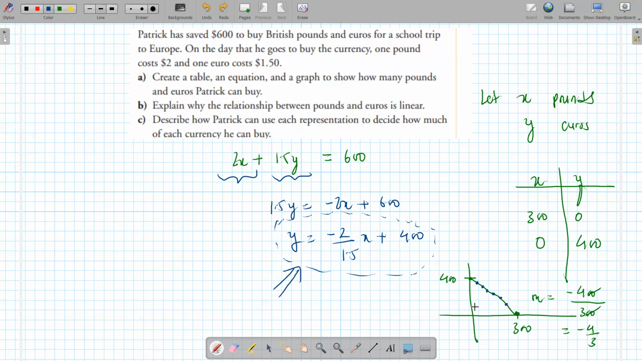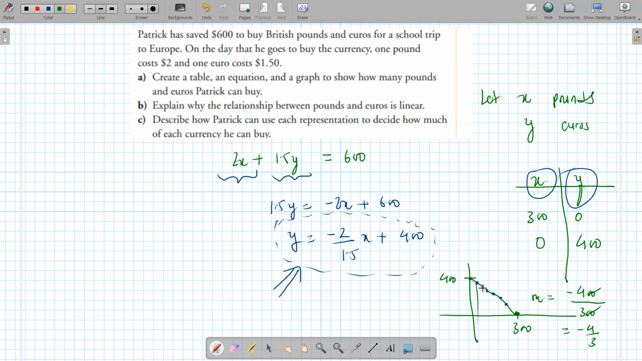What else can you say about this? That's pretty much it. There's two variables here that are linearly dependent upon each other. Okay. Parts you describe how, again, these are like communication questions. There's no right answer here. This depends on how well you can explain it in your own words. Describe how Patrick can use each representation to decide how much he can buy.